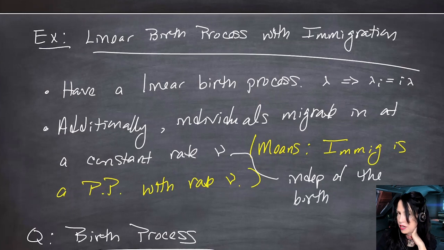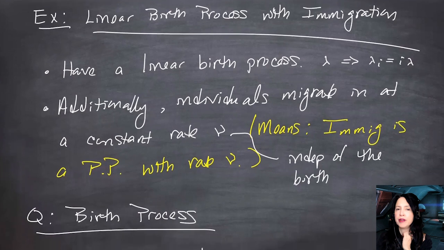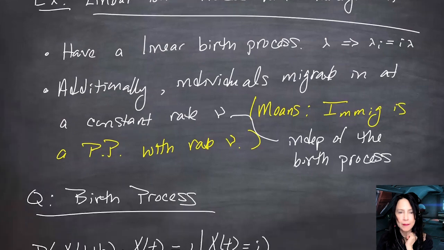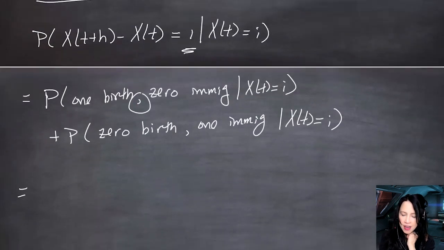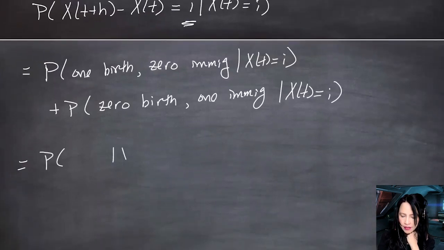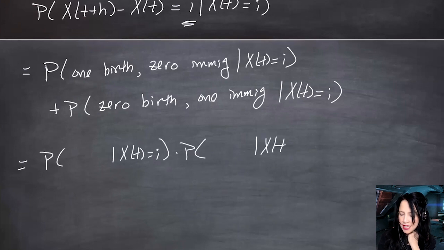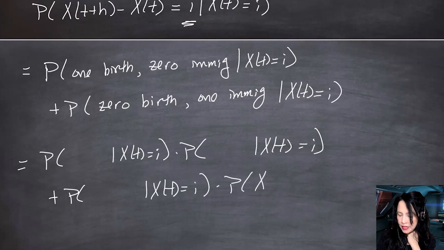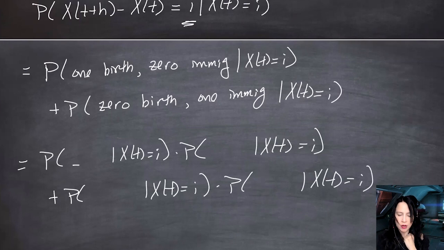Now we can have them migrate in dependent on the birth process, and that will be another example, but independently of the birth process, just to start. And that means that when we're doing these commas, these ands, we get to multiply probabilities. So this is the probability given Xt equals i times the probability given Xt equals i, plus the probability given Xt equals i times the probability given Xt equals i. So that's me not writing one birth, 0 immigration, all that stuff.